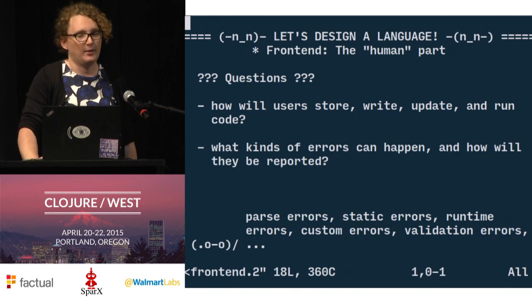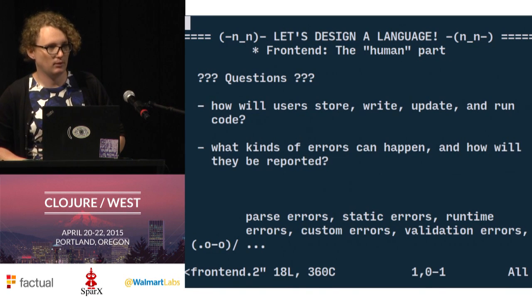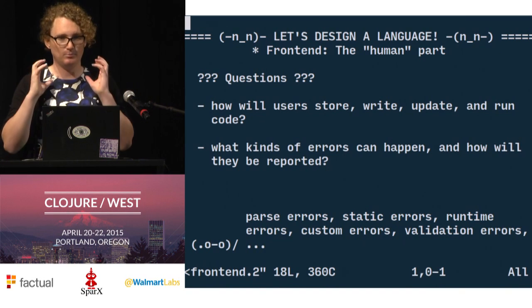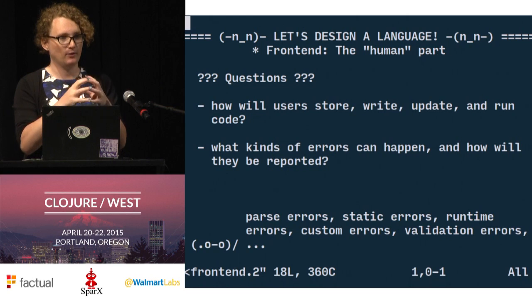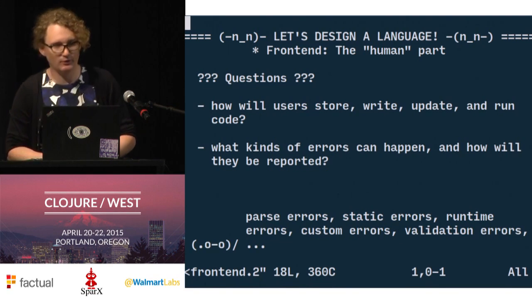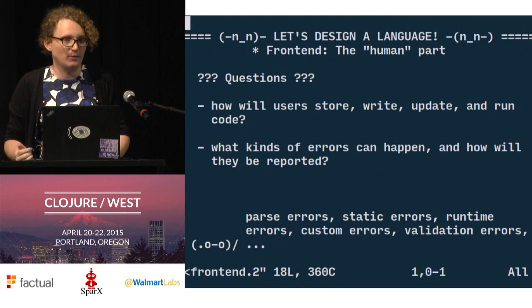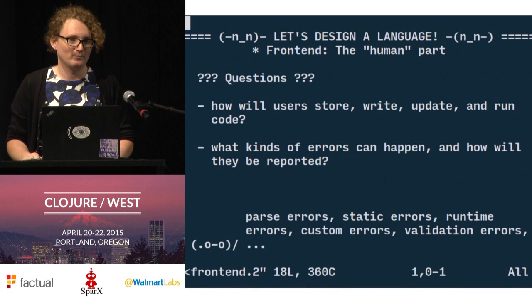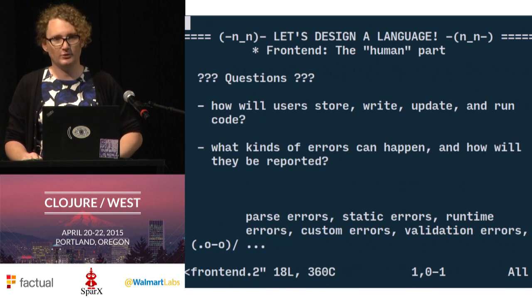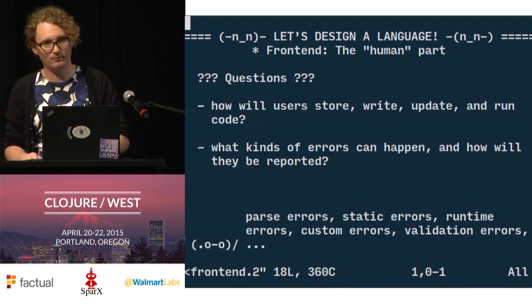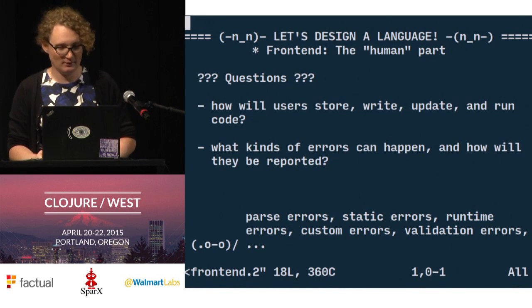What kind of errors can happen, and how will they be reported? Errors are not an exceptional case in language land. They are the bread and butter of how your language is going to interact with the world. I see so many people writing languages and thinking of the error cases as kind of like, well, I guess they messed up, so I don't know. Error cases in languages are first class. You need to make them happen. And they need to be nice.